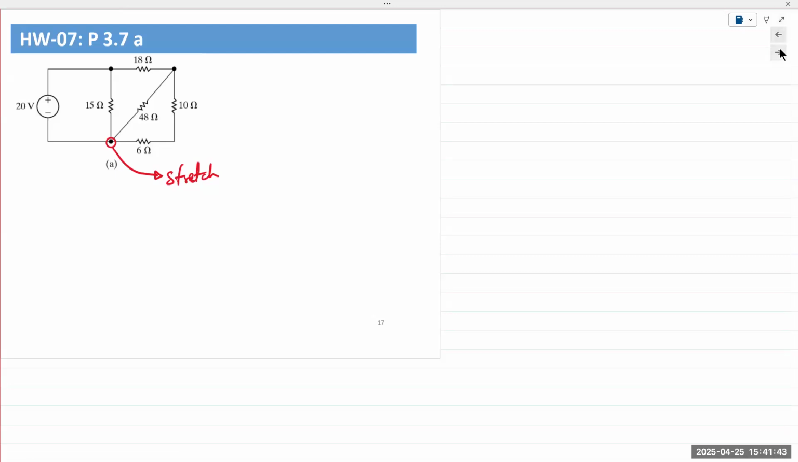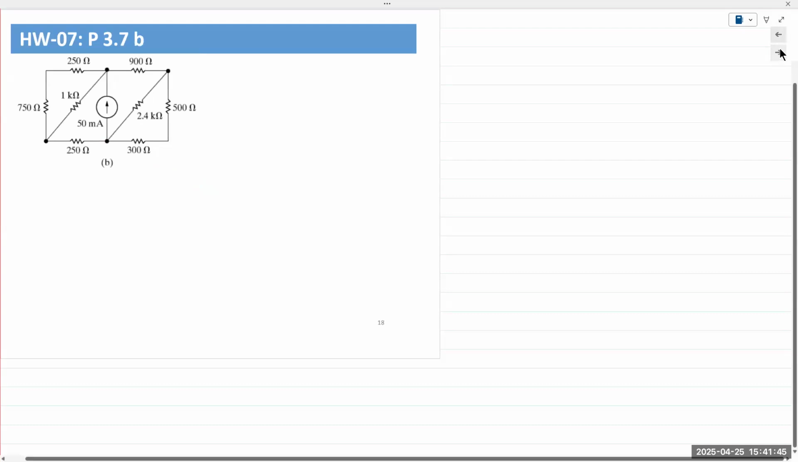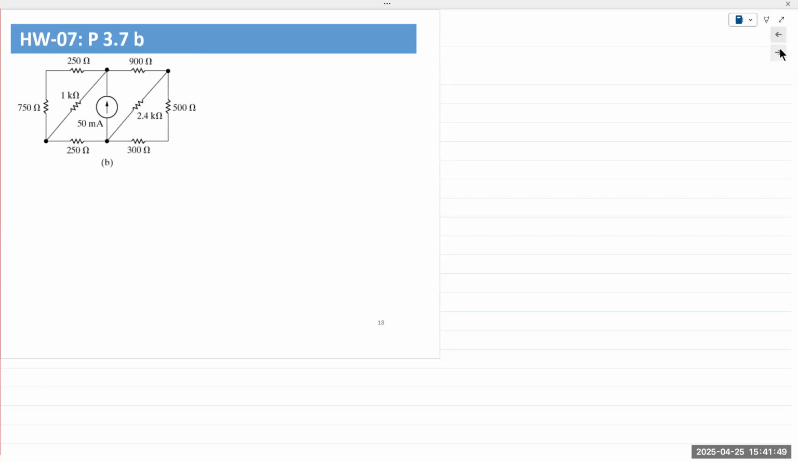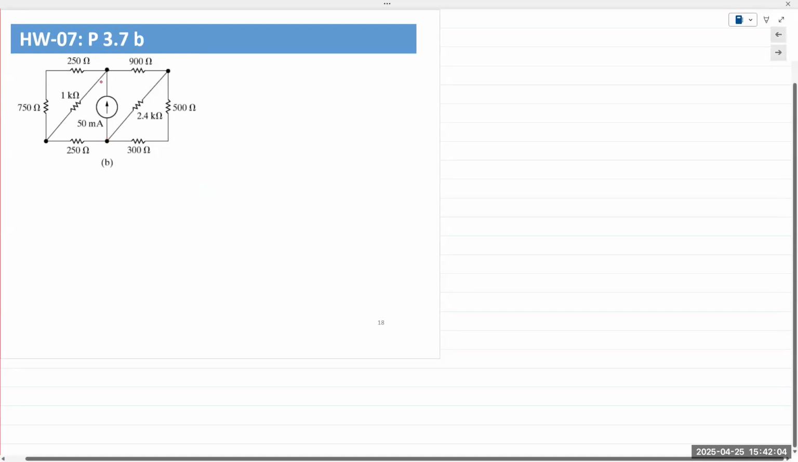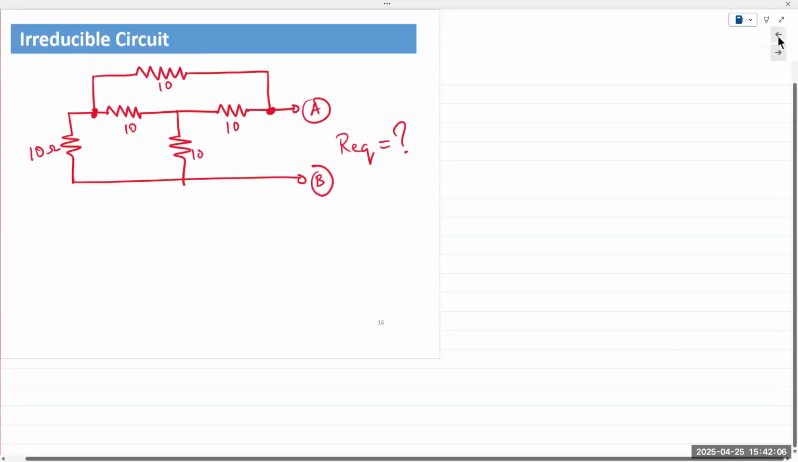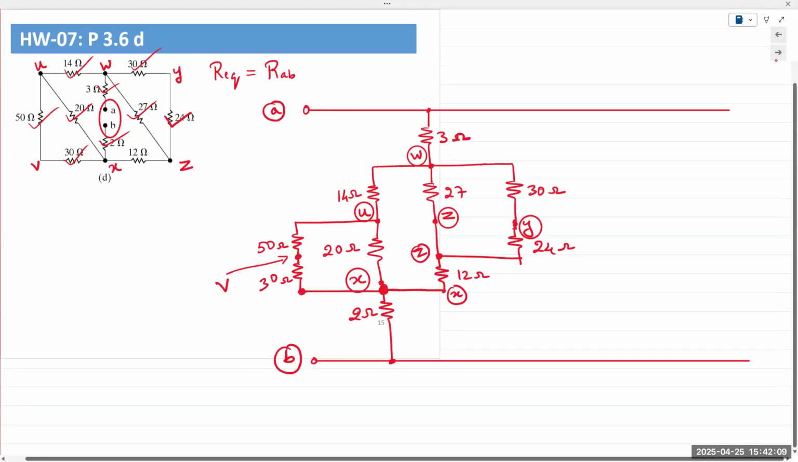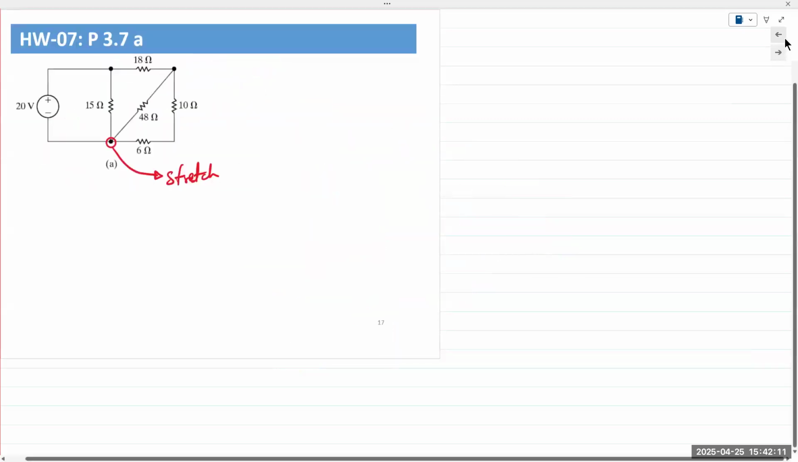All right, 3.7b, same thing. You have multiple resistors. This is similar to the second circuit that we just saw, right? You had terminals A here. So you can just mark this as A and B and solve for REQ as seen by the current source, right? So what number was that? Let's just see. What number was that? 3.6D. It's very similar to that.